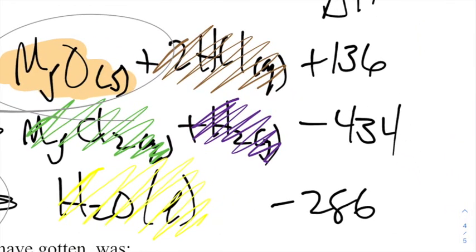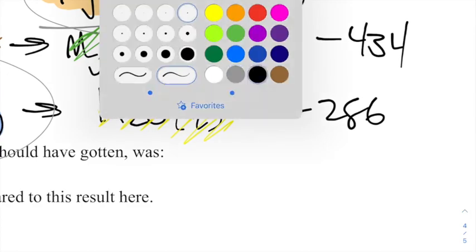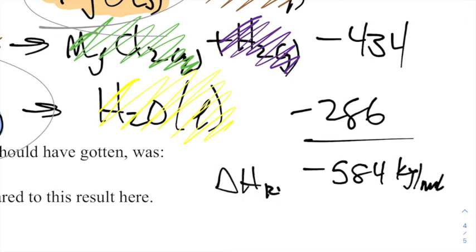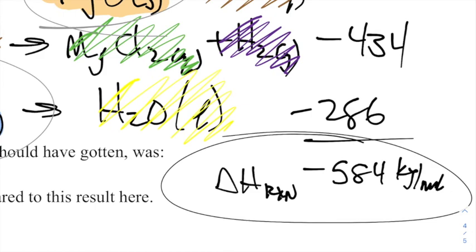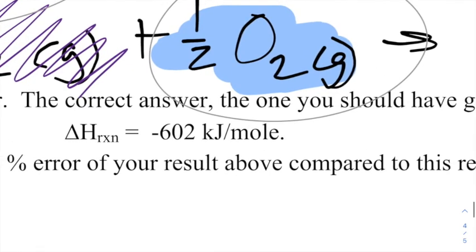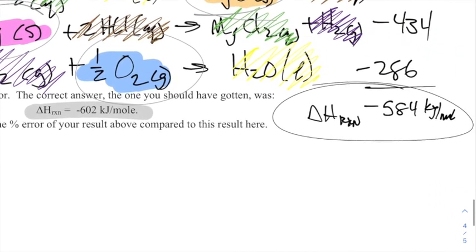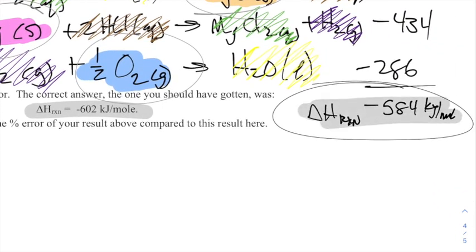Once you get to that point, all you have to do is add these up. So I have 136 and negative 434 and negative 286. I got an overall answer for my equation of negative 584 kilojoules per mole as my delta H of the reaction. Is that good? Is that bad? Is that anywhere in the ballpark? Well, according to this, the correct answer should have been negative 602 kilojoules per mole. So wow, yeah, I did a really good job here. That is some fantastic data. That is not much error.